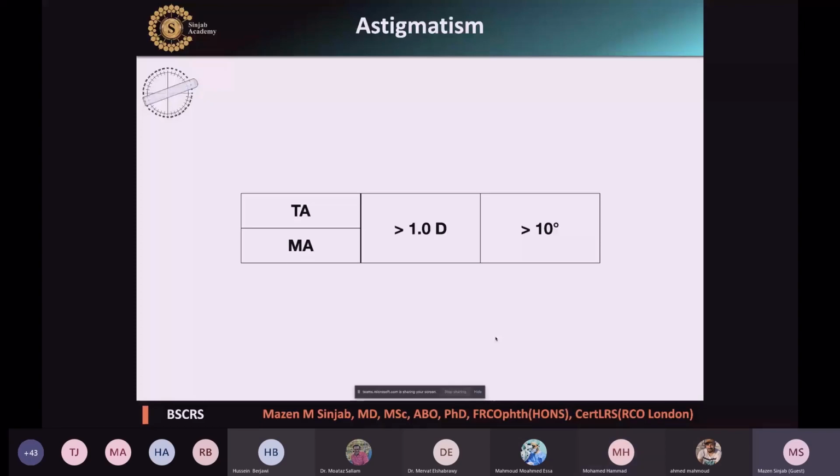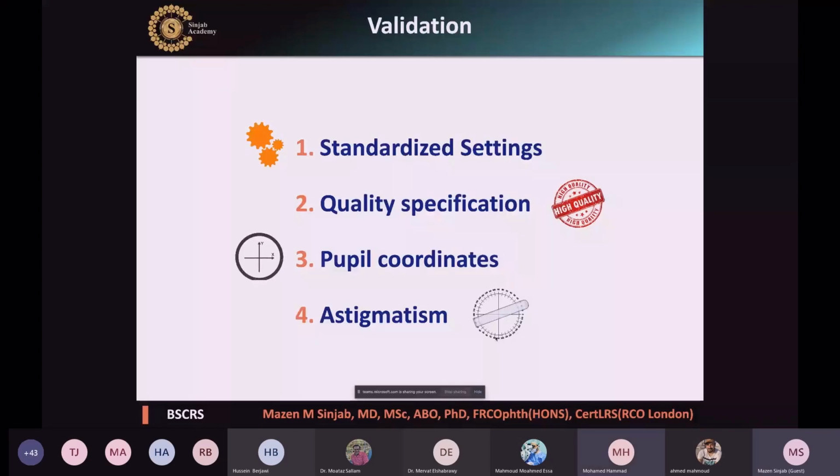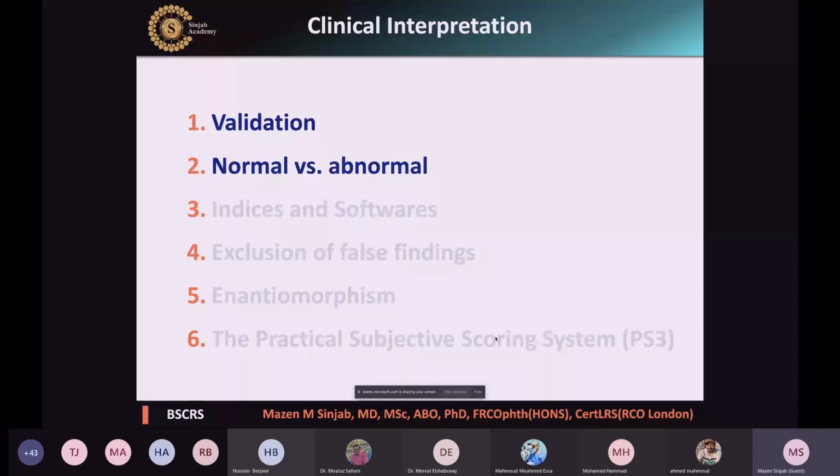Then we have to, this is a summary of the validation. We have to go through the 4 steps, and any of them, if it is abnormal or showing abnormal numbers, then we have to redo the capture. Then we go to normal versus abnormal.